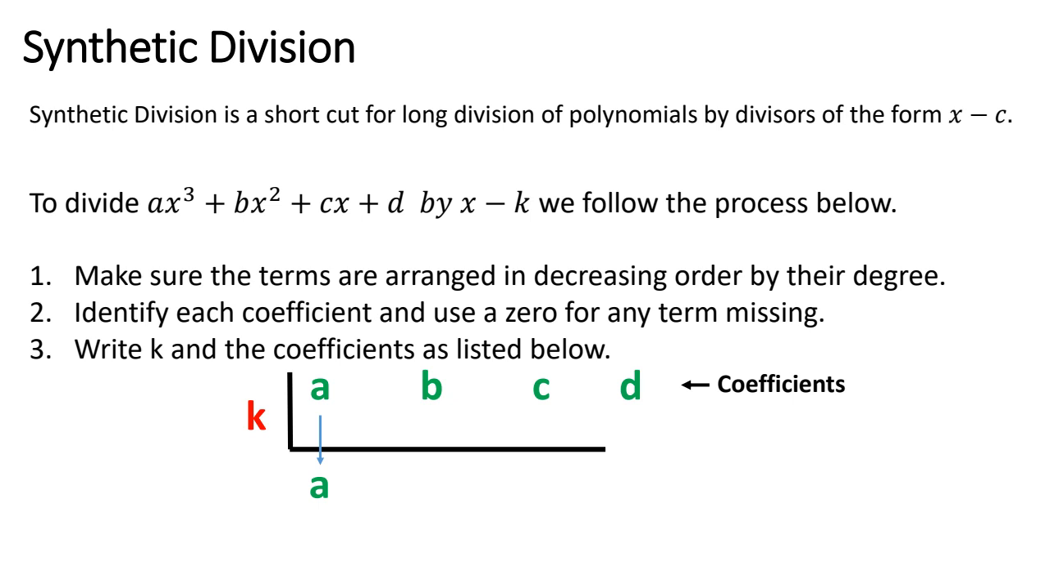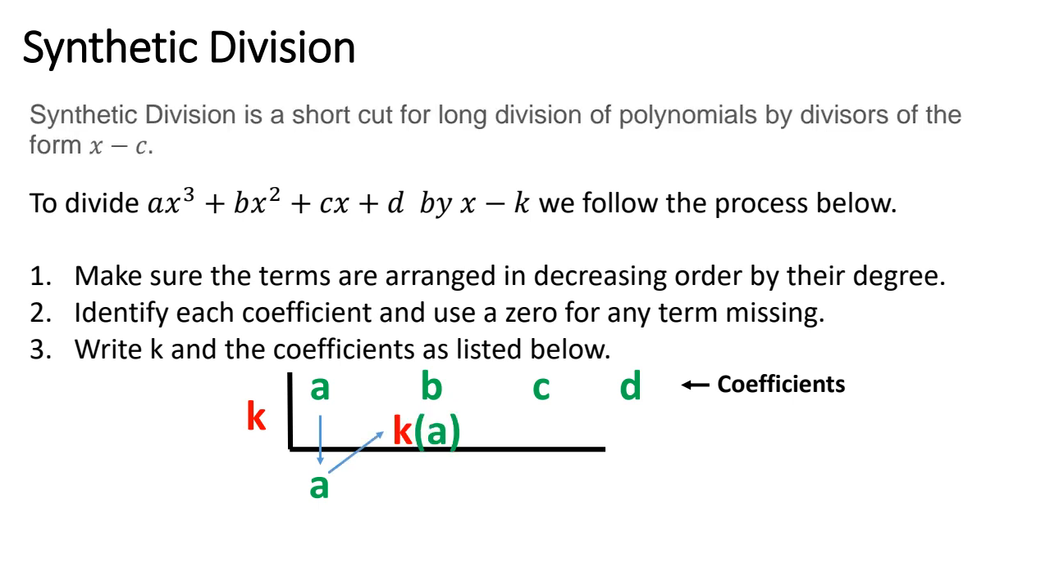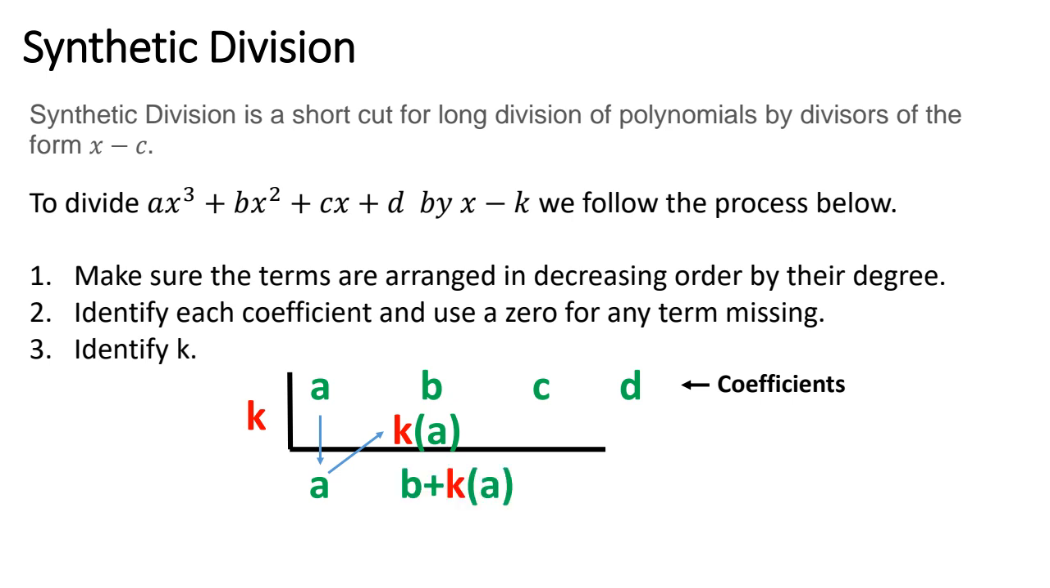Then after we bring the a down, we're gonna multiply it with the k. And once we multiply with the k, we're going to put it underneath the b here. So this would be ka over b. Then we are going to add these two numbers because they're just numbers. We're going to get b plus ka.